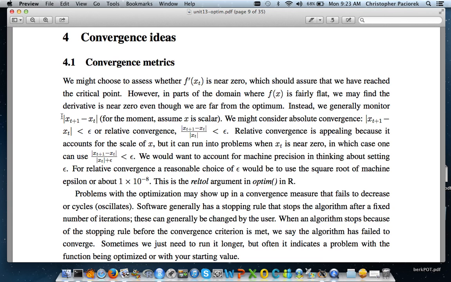On the other hand, if the minimum of the function is occurring near 0, then I might be dividing by a number that's somewhat close to 0 if I do this. So that could be a problem. So the sort of thing that people will often use is something like this, where I take the difference between my current estimate and the previous estimate, divide by xt to scale things to be in relative terms, but also add on some epsilon to make sure that this denominator is not too close to 0.